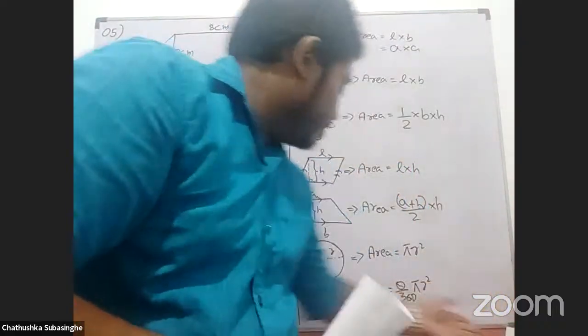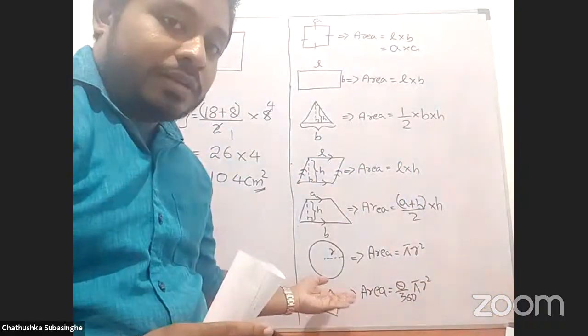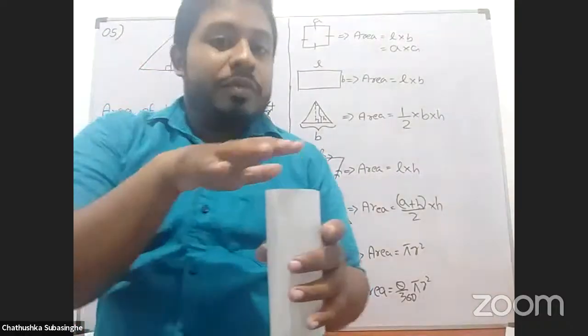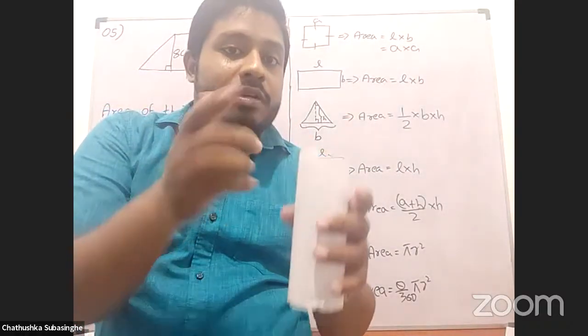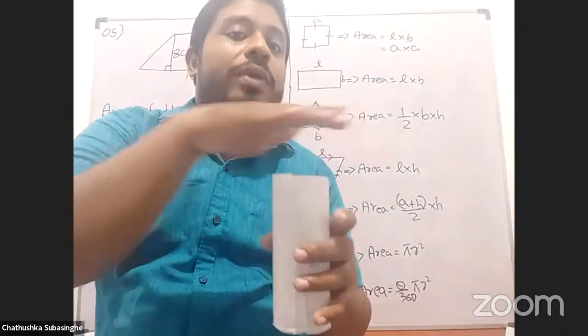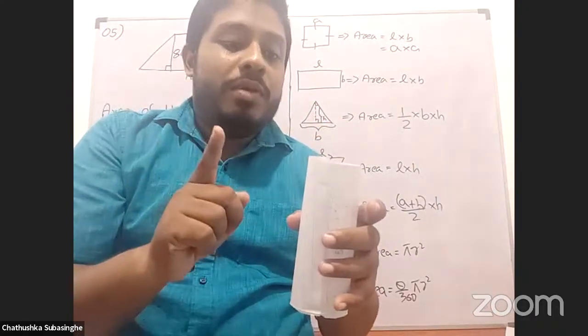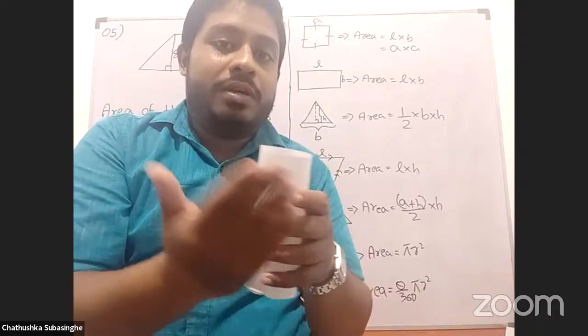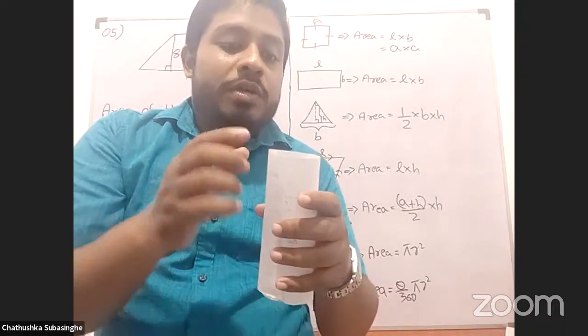Here you have the area of a circle, right? Then what you have to do is find the area of this top circle. It's the same as the bottom circle. So after you find the top one, you can multiply it by 2. Then the problem is this curved surface area, right? This curve is the problem.